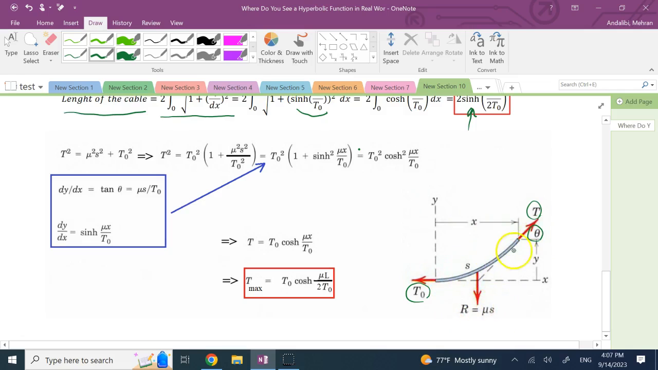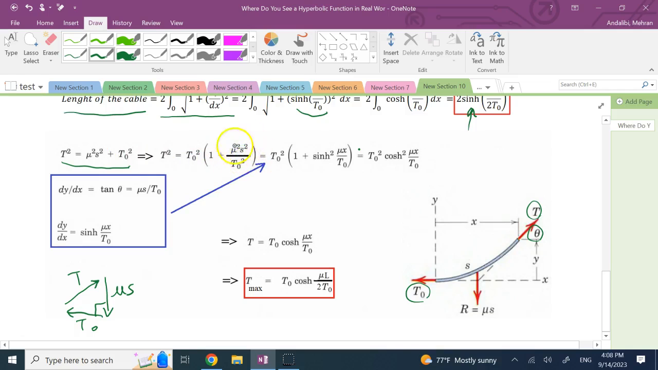Now, any portion of this cable has to be at equilibrium, including this one. So here there are three forces, T, T naught, and mu s, and these three forces have to be at equilibrium. So clearly they should form a what? They should form a right triangle like this. So you have this one, this one, and this one. This is your T, this is your mu times s, and this is T naught. And clearly you see that mu s squared plus T naught squared is equal to T squared. You factor out a T naught squared from both sides, you get this one.